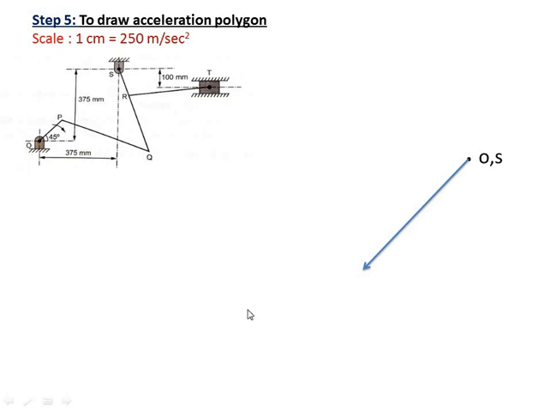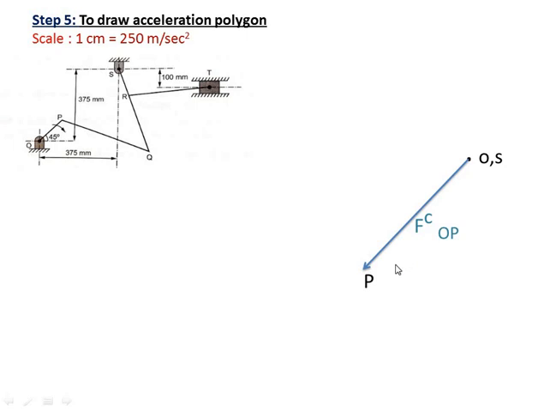So why go downward? Because centripetal acceleration of OP will be towards O, that is the downward direction. So from O you will draw it in a downward direction. That will give you point P. This is the direction, and the magnitude we have taken already in the table. Convert it into the scale and you will get the centripetal acceleration of OP.